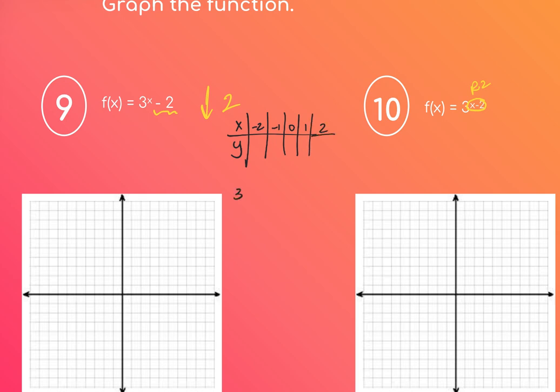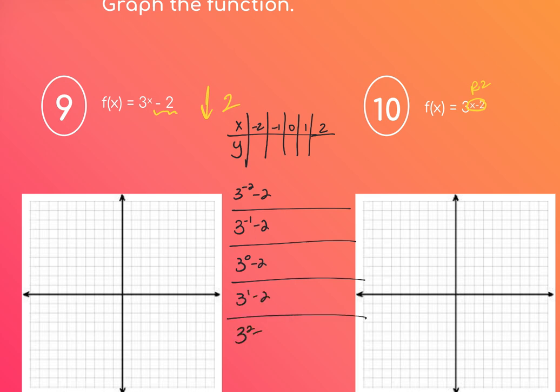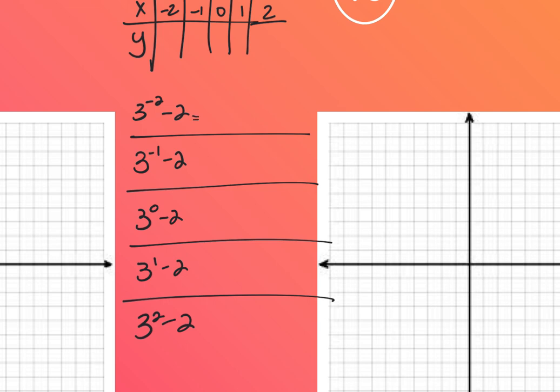So I get 3 to the negative 2 minus 2, 3 to the negative 1 minus 2, 3 to the 0 minus 2, 3 to the first minus 2, and 3 to the second minus 2. This becomes 1/9 minus 2, or negative 1 8/9. You can make it an improper fraction, but when you go to graph it, you have to make it a mixed number anyway. I would have changed this to 18/9, subtracted, and gotten negative 17/9.